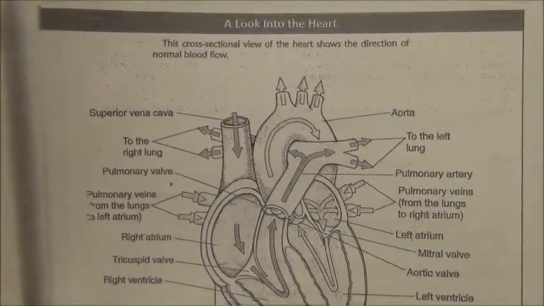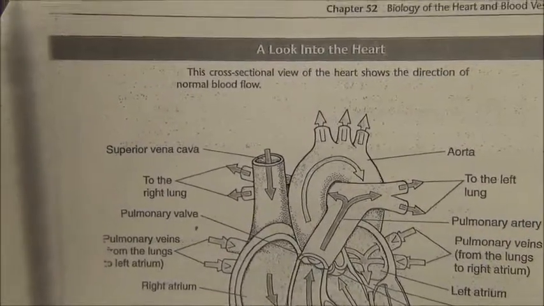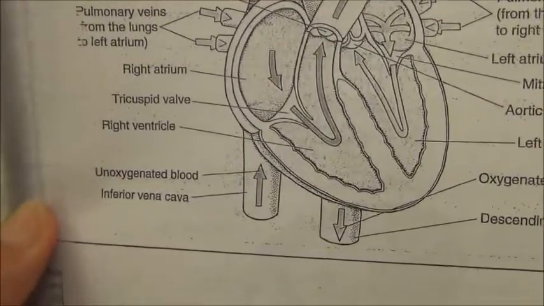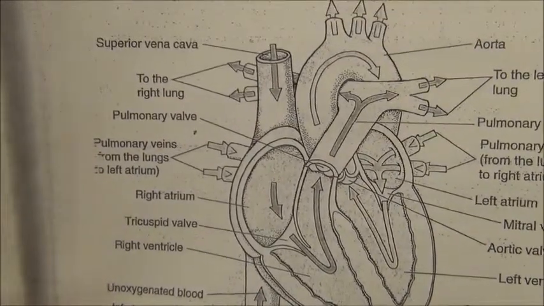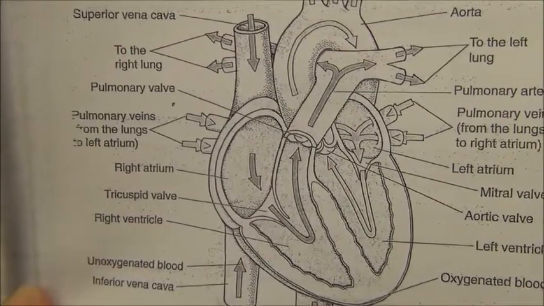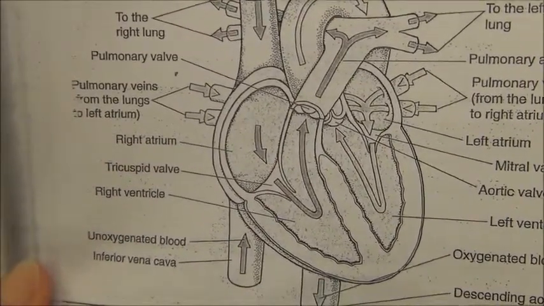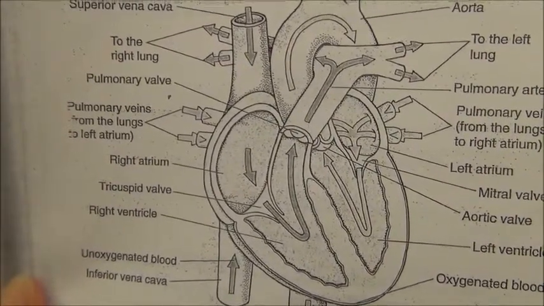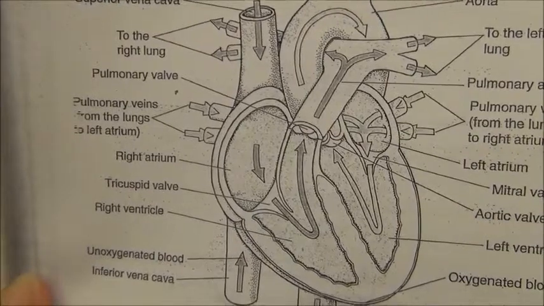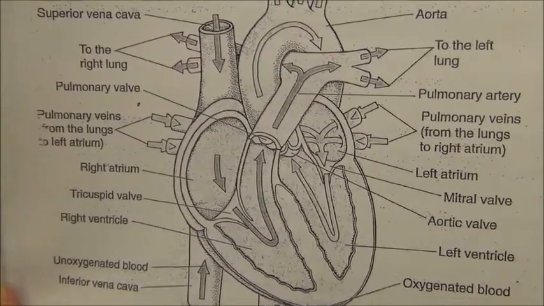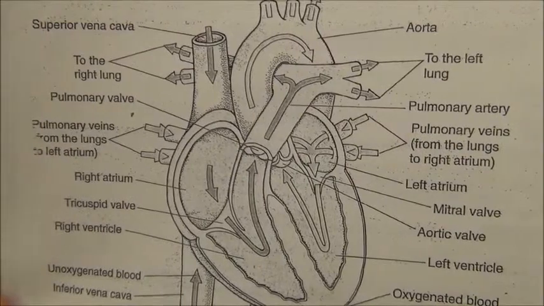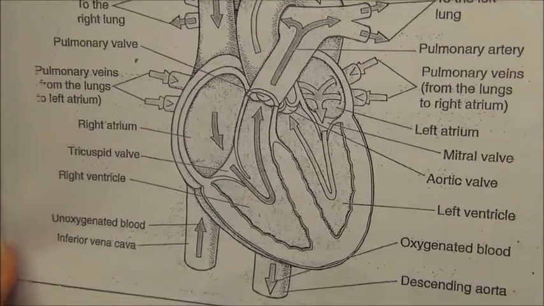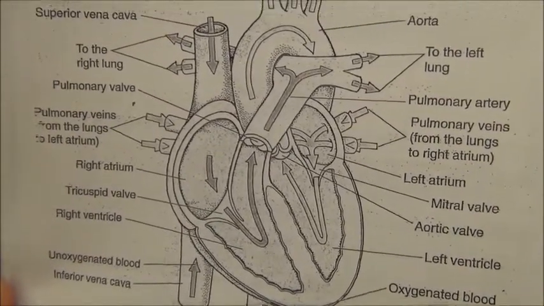The blood comes in the superior vena cava on the left on the top, and an inferior vena cava on the left on the bottom. Goes into the right atrium, through the tricuspid valve, into the right ventricle, out the pulmonary valve to both lungs. It comes back into the pulmonary vein. There's a typo here. The typo says pulmonary vein from the lungs to the right atrium. Should be the left atrium, not the right atrium. Goes into the left atrium through the mitral valve into the left ventricle, out the aortic valve, into the aorta, and out to the body.